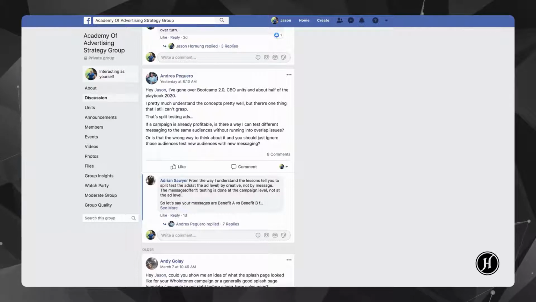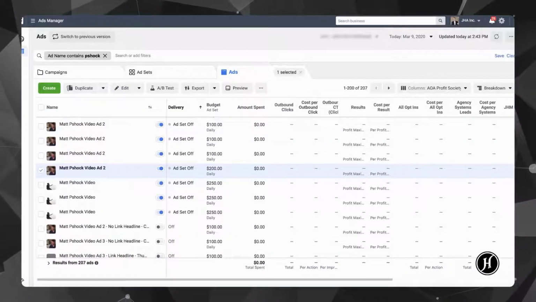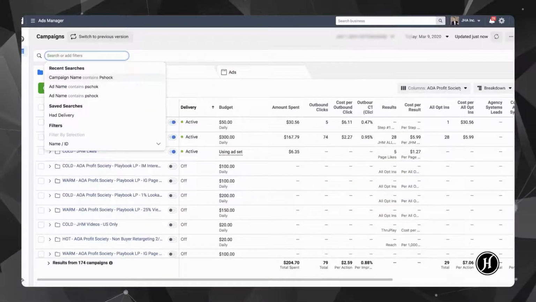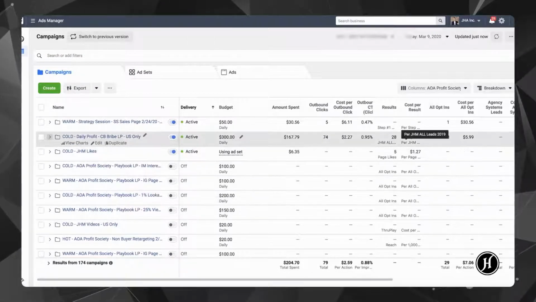Okay. So what I'm going to do is give you some testing models, and then walk you through the factors that I look at in determining which testing model I'm basically going to use. So I'm going to go into my own account here. Now, I'm in the middle of changing a bunch of stuff out, so I'm only running a few campaigns in this particular account right now.